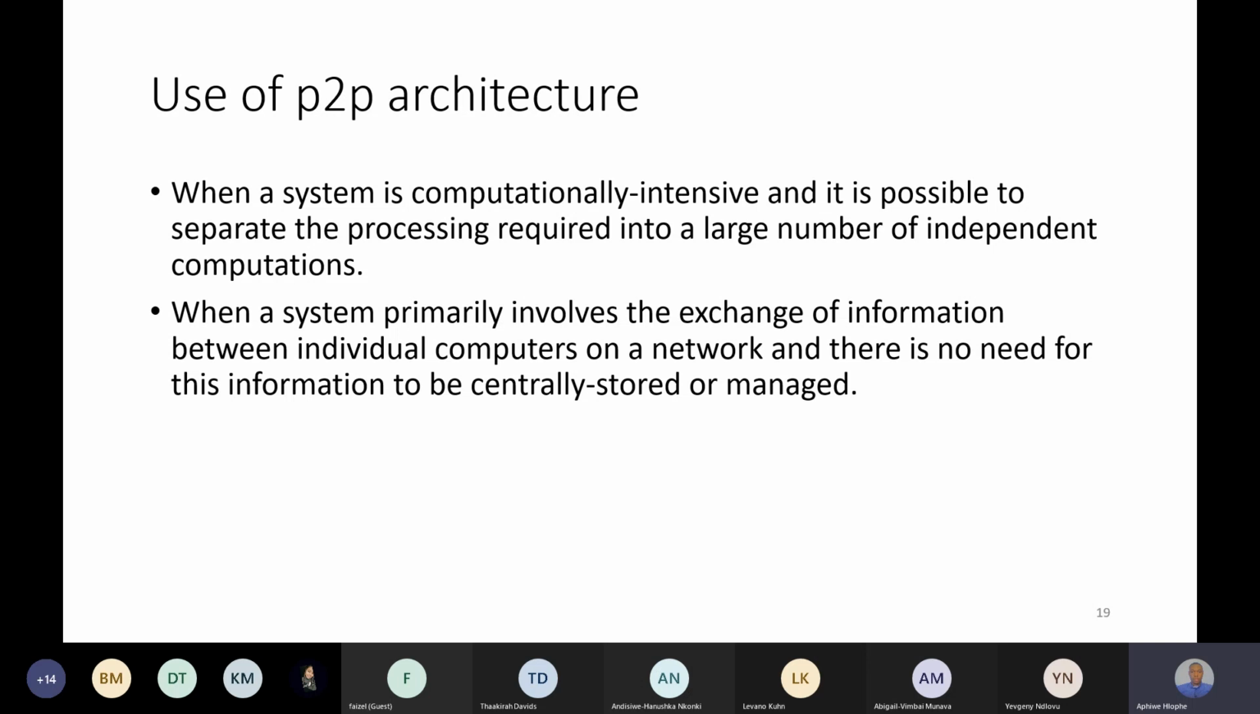It's similar to the distributed system, but it is more unsustainable. It's harder to manage, okay? And so there's a large number of independent computers. It is used when a system primarily involves the exchange of information between individual computers on a network, and there is no need for this information to be centrally stored or managed, okay?